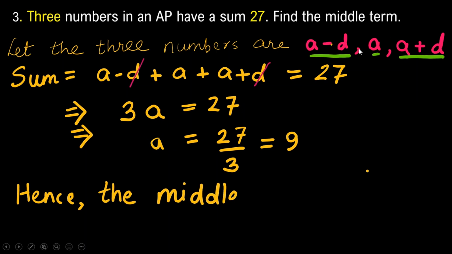Okay. Understood? So hence the middle term. So we have to find the middle term, right? The middle term is what? It is 9. Okay. Similarly, we cannot find A minus D and A plus D with this limited information. We can only find the middle term. Okay. Understood? Great.